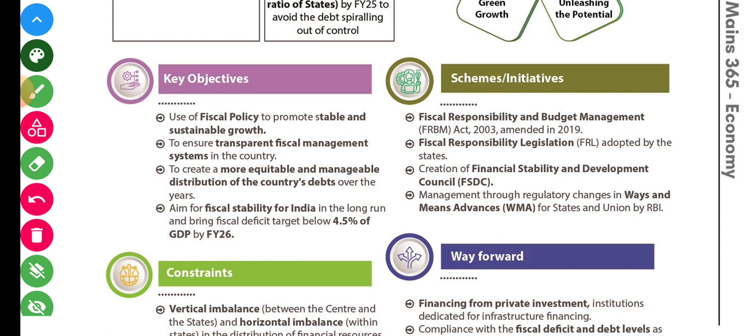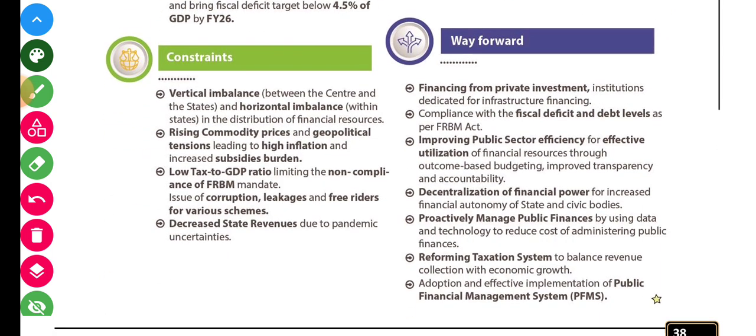Okay, next are the schemes or initiatives of the government. The FRBM Act 2003, amended in 2018, is very stringent. Fiscal responsibility legislation is adopted by the states: the FRBM Act is for the center as well as states, and fiscal responsibility legislation is for states. Remember this. Creation of the Financial Stability and Development Council, and ways and means advances for states as well as the union by RBI. So this can be remembered.